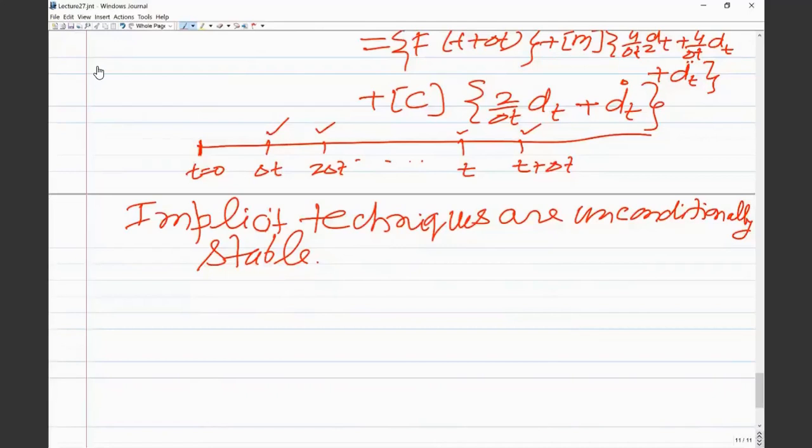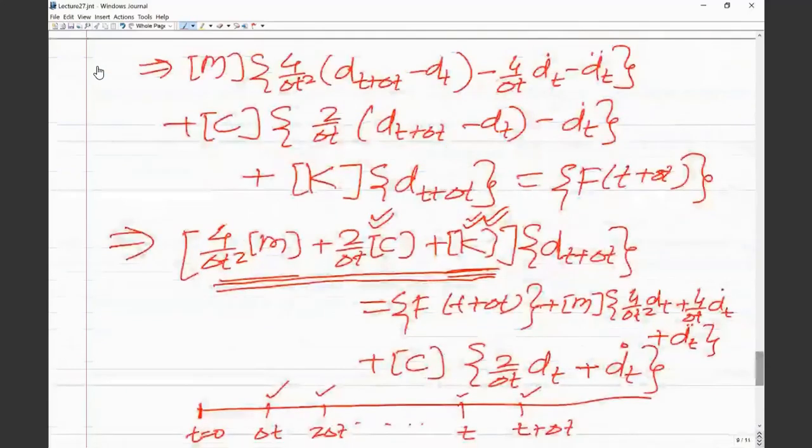So now if it is a nonlinear problem, and if it is a linear problem, it is straightforward. You get this K and this effective matrix, then invert it once and continue using the same thing.